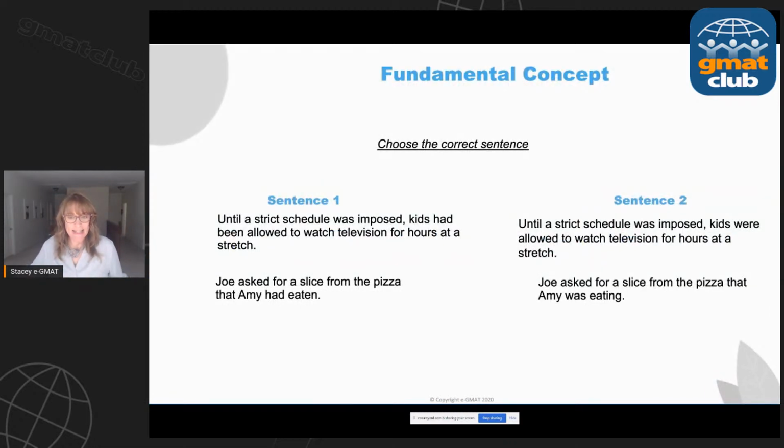All right, fundamental concepts here for our third question, phosphates. I want to make sure that you guys understand this. So choose the correct sentence here. Until a strict schedule was imposed, kids had been allowed to watch television for hours at a stretch. Or until a strict schedule was imposed, kids were allowed to watch television for hours at a stretch. We've got 2 sentences. One grouping is correct. One grouping is incorrect. Give you guys about a minute to let me know which grouping you think is correct or incorrect.